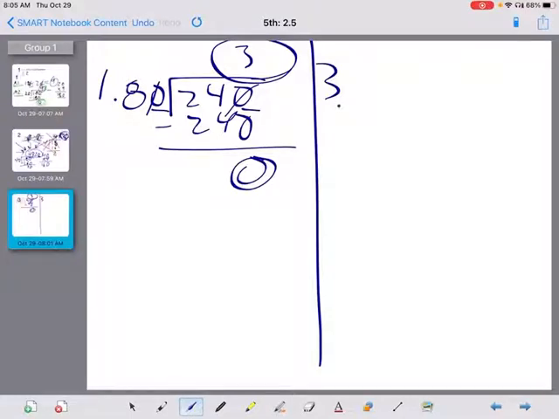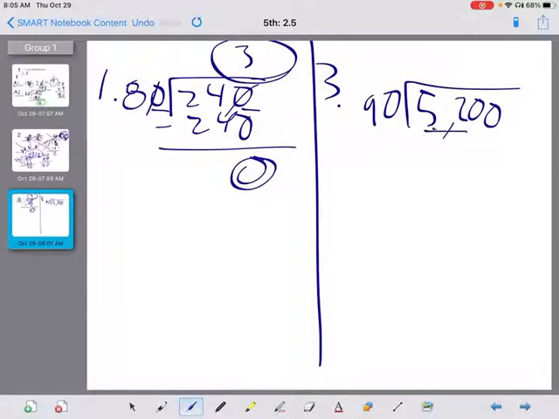All right, and moving on to number 3, we've got 5,200 divided by 90. Well, we look at this and we have to think to ourselves, does 90 go into 52? No, it doesn't. Does 90 go into 520? Yes, it does. Well, 9 goes into 52 how many times? 9 times 6 is 54, so that's too much. So let's try 9 times 5.